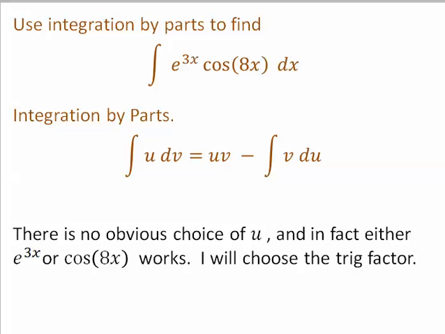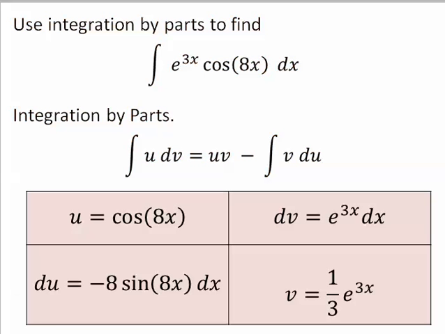There is no obvious choice of u, and in fact, either factor works. I will choose the trig factor. Let u equal cosine of 8x. If u equals cosine of 8x, then dv is what is left over, e to the 3x dx. I find du, and I find v.